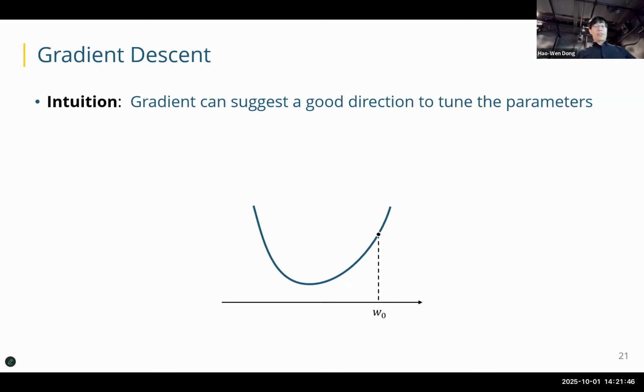It's just an algorithm so that you can algorithmically find the optimal parameters. In the next few slides, I will show you an example with some animation to show how we can use the gradient. Gradient is basically a fancy word for slope when you have a higher dimensional space. So think of gradient as slope. Basically, how can you use slope to suggest a good direction to tune the parameters?